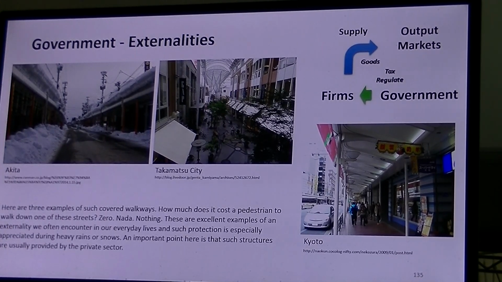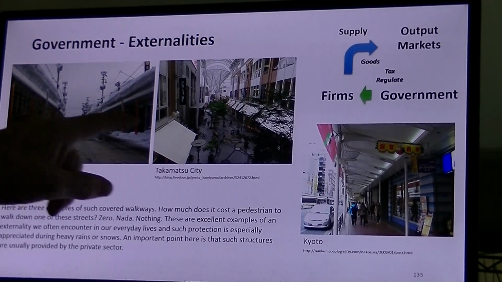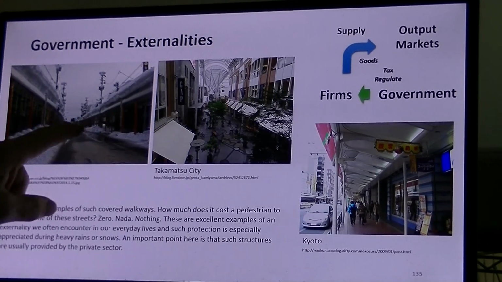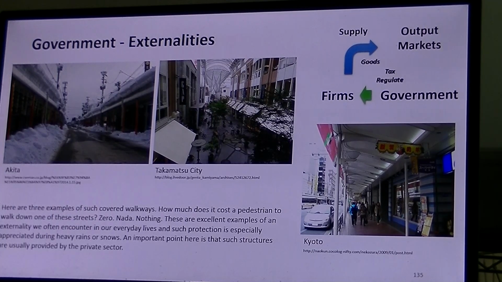I've never been to Akita in the winter, and I don't know if I would ever want to. I have been there at other times of the year, but it snows a lot in Akita. And here's a shopping district in Akita, and you can see all of this snow. You've got a covered walkway there. You can walk and stay away from the elements as a result of that.